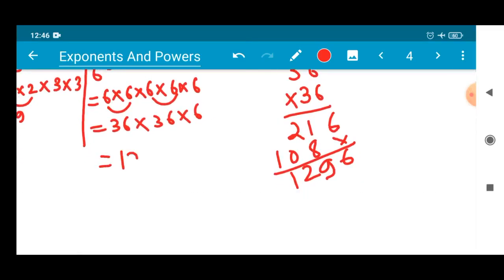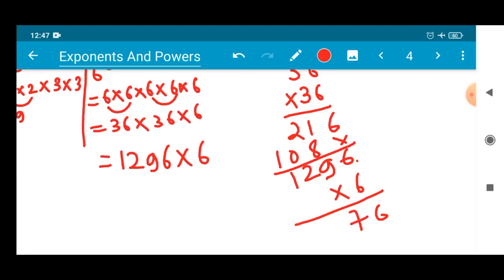Again 1296 should be multiplied with 6 again. 6 6 is 36, 3 in hand. 9 6 is 54, 54 plus 3 is 57. 6 2 is 12, 12 plus 5 is 17. 1 in hand again, 6 1 is 6, 6 plus 1 is 7. So 7776 is the answer, right?